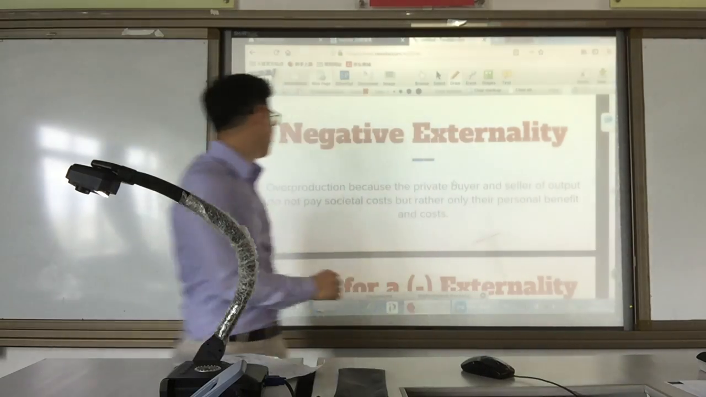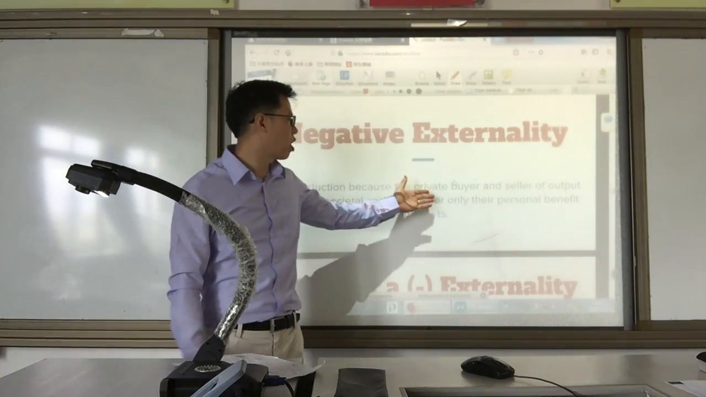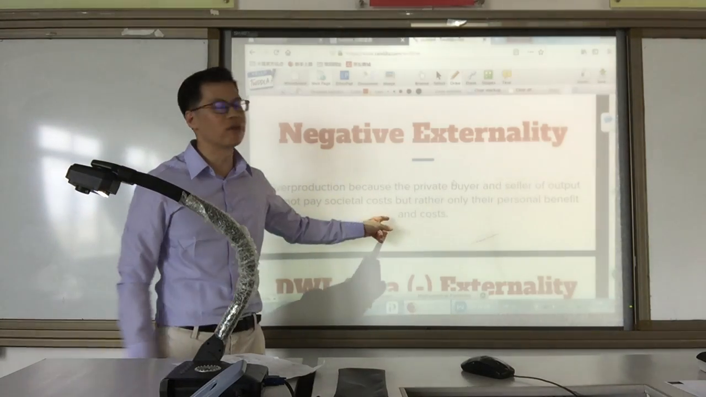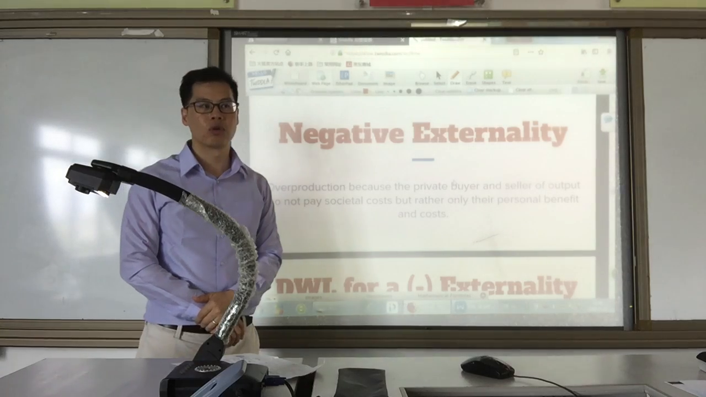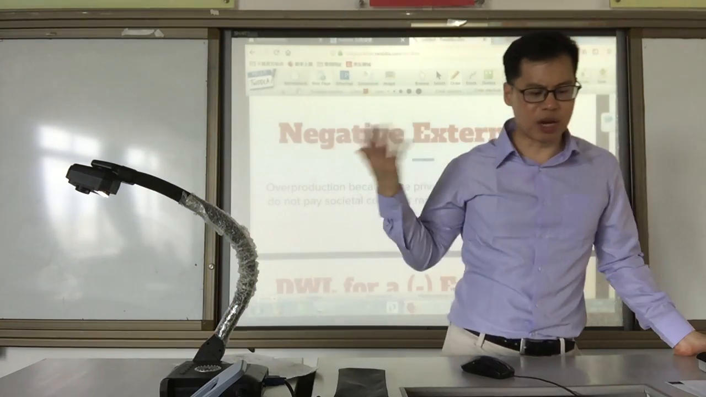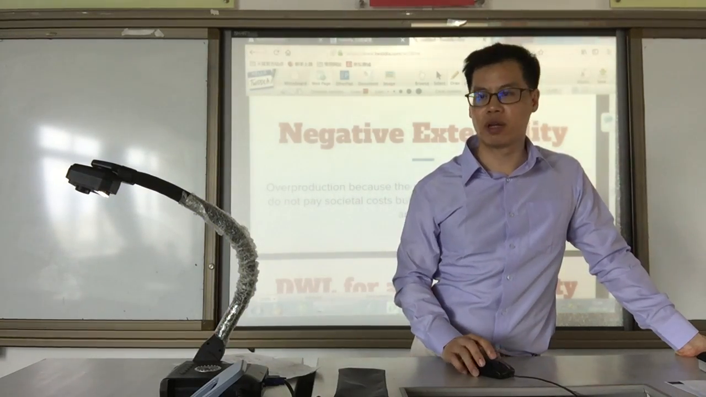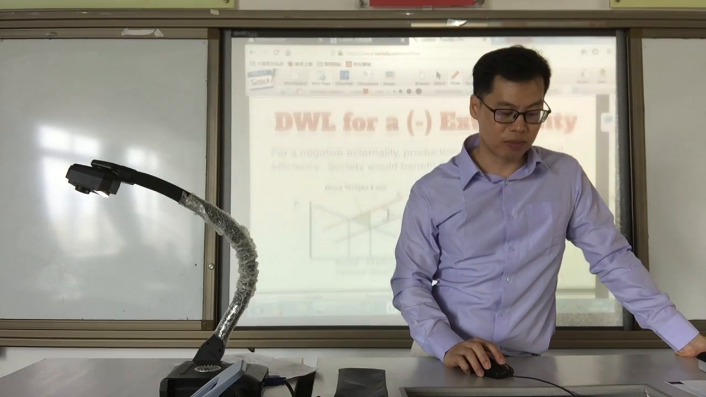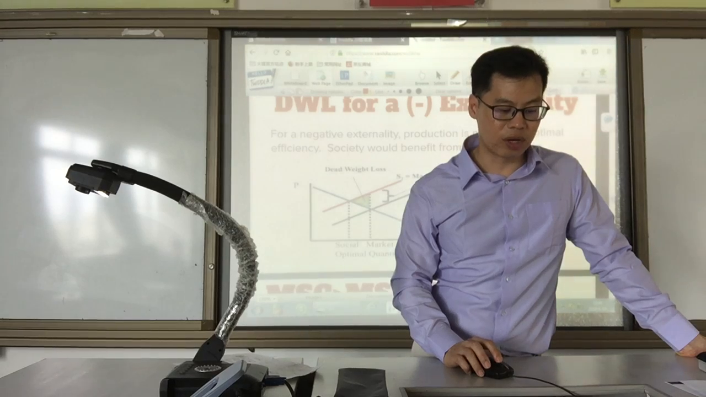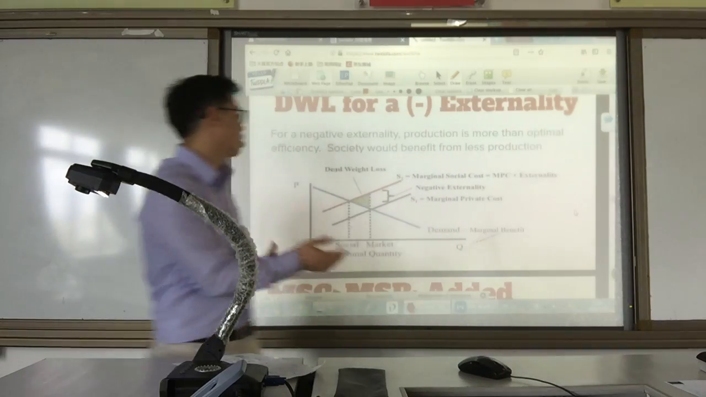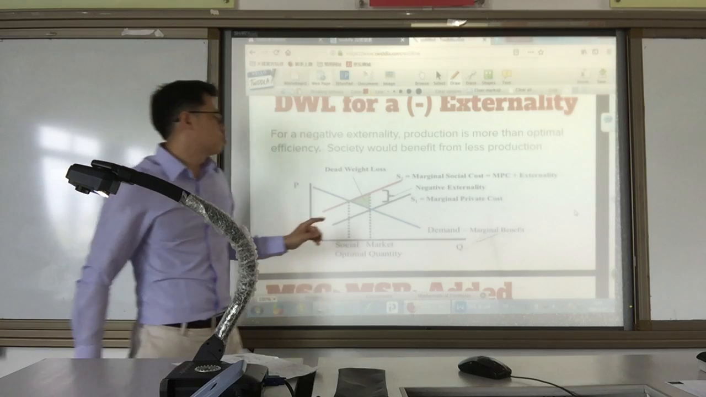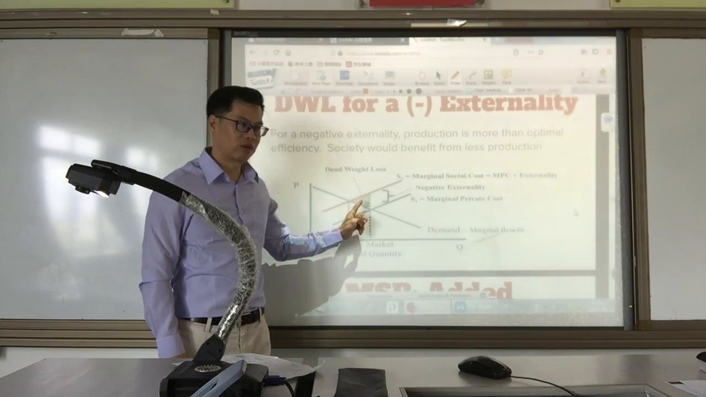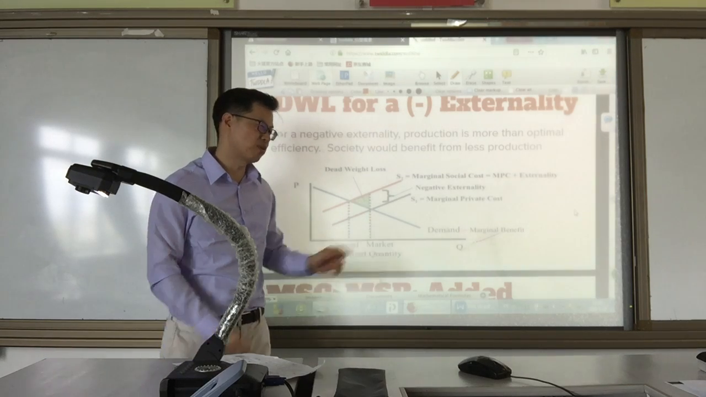So let's take a look at the definition. It's overproduction because the private buyer and seller of output do not pay societal costs, but rather only their personal benefit and personal costs. That would be an example of any type of pollution. All right, so let's take a look at the deadweight loss for this situation. It's a little bit different. So take a look. Notice it's on the opposite side. The deadweight loss is on the opposite side.